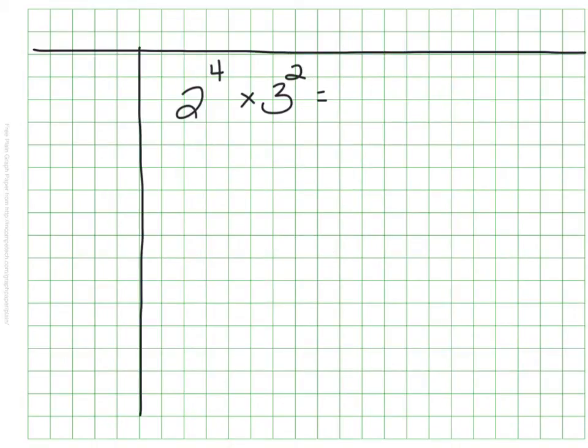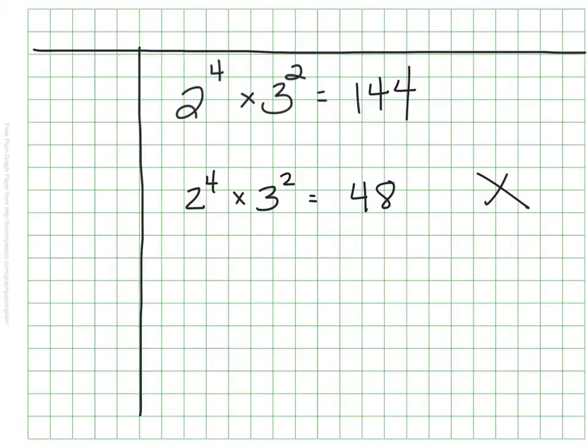Sometimes we work backwards and find a number from the prime factorization. For example, for what number is 2 to the power of 4 times 3 to the second power the prime factorization? Find your calculation and record your answer. How'd you do?